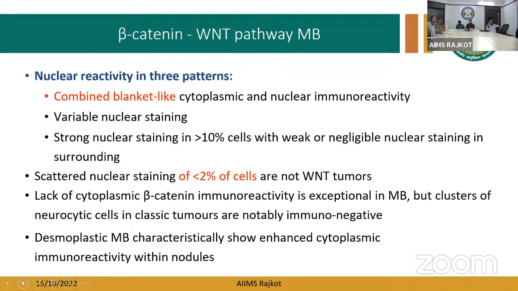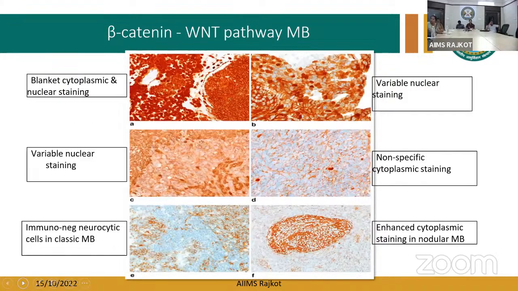The various types of nuclear reactivity of beta-catenin can be seen. It can be blanket-like cytoplasmic nuclear, variable nuclear, or strong nuclear staining. If the nuclear staining is less than 2% of the cells, it is not considered as WNT tumor. These are the various types of immunostaining for beta-catenin, which we can see.